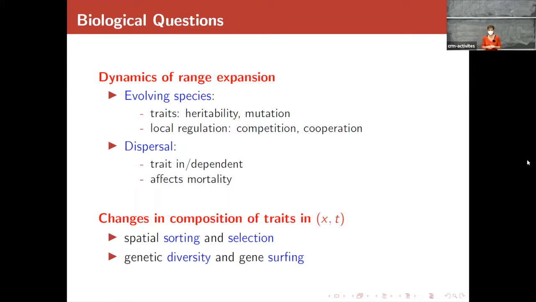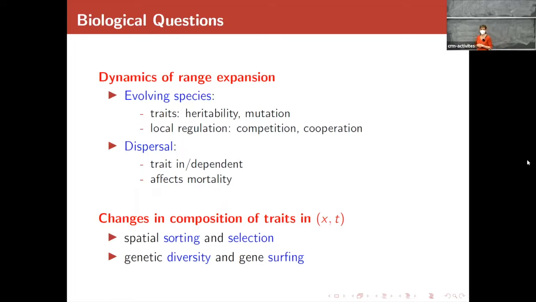local regulation. So what you should imagine is each species has some kind of trait. This trait comes with a heritability through reproduction. And then it comes with a mechanism of mutation because traits can sort of evolve into other traits. The local regulation is the part that's sort of due to competition and or cooperation, and that affects essentially how your population numbers change over time. So how your birth and death rates are affected over time.